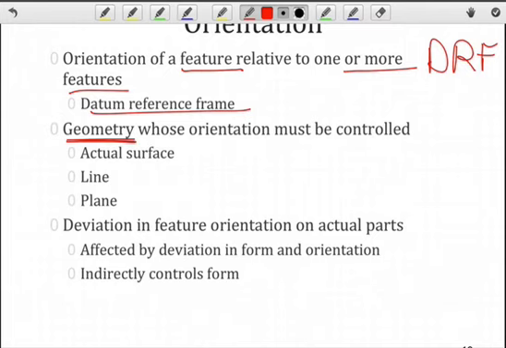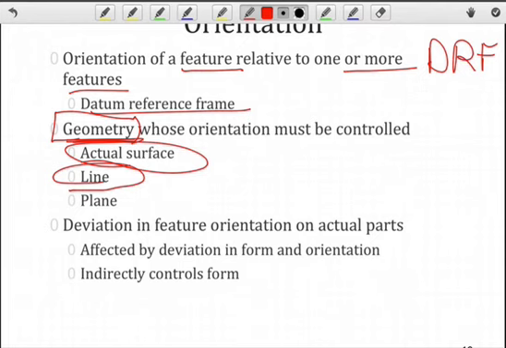The geometry that we're trying to control is the focus of the geometric tolerance zone. So we might be trying to control the actual surface in terms of its orientation, a line, for instance, an axis, or a plane, perhaps a midplane. Again, we're trying to control this geometry using the geometric tolerance zone.